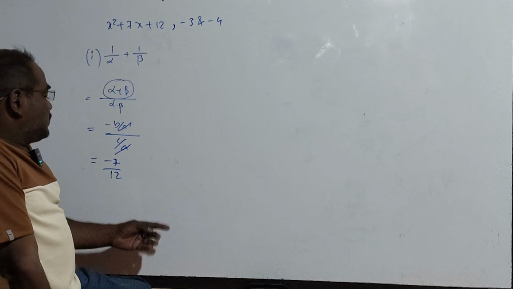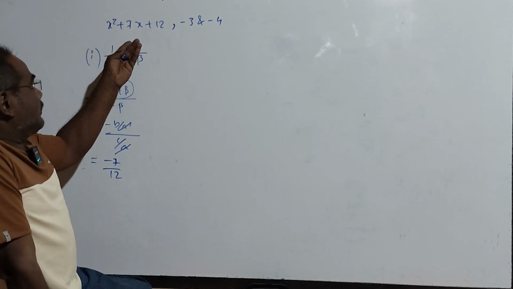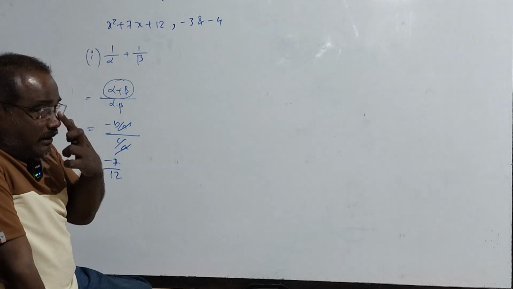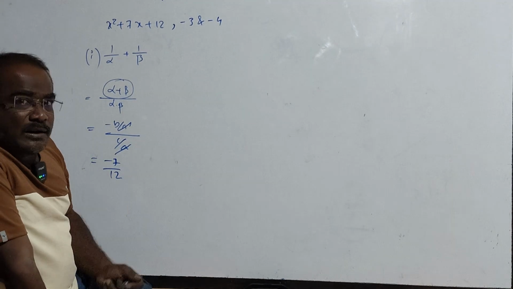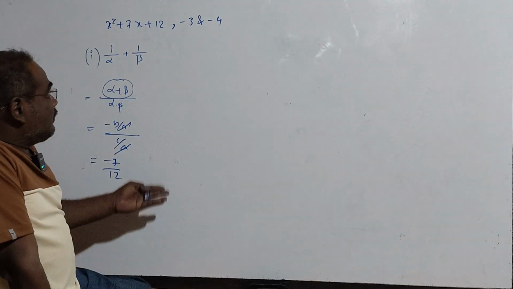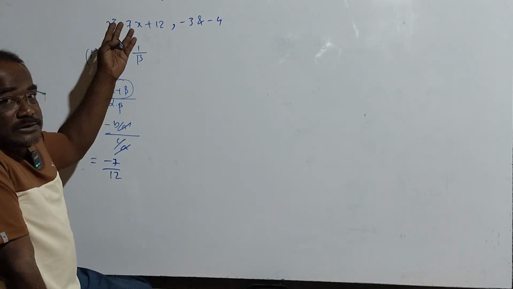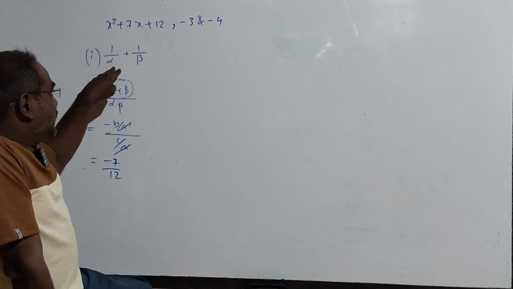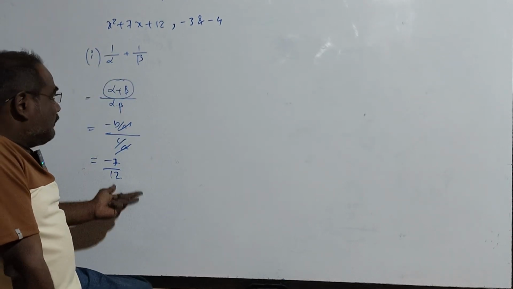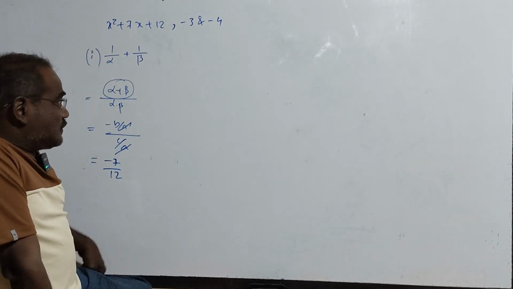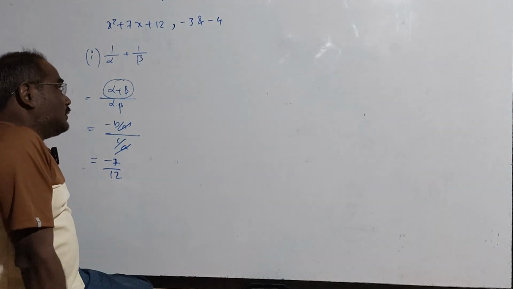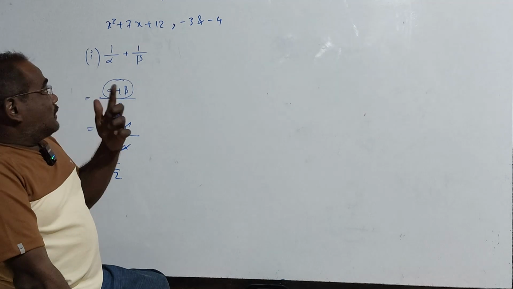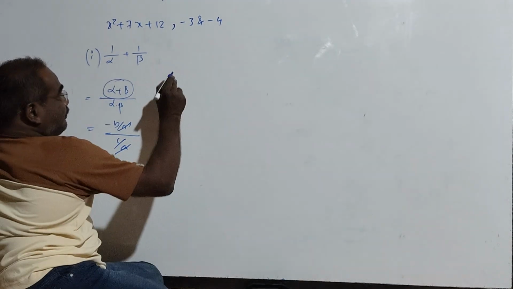So you have no need to find the zeros by the factorization method. If you know the relationship between zeros and coefficients, then it is enough. You have no need to go for further calculations, where first you calculate the zeros of the given equation, then substitute those zeros here, and by cross multiplication get this. It's a lengthy process. You need not do that if you know the relationship between zeros and coefficients.